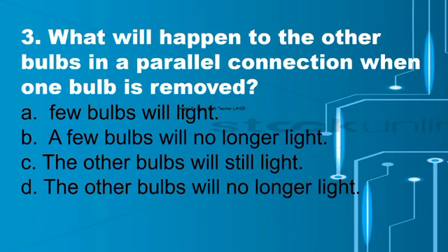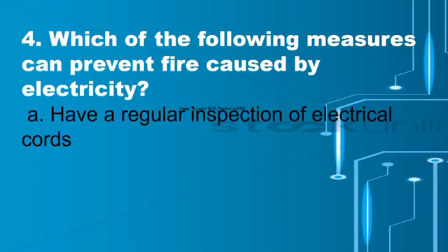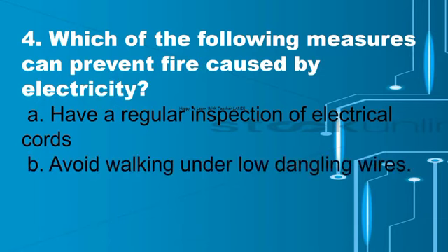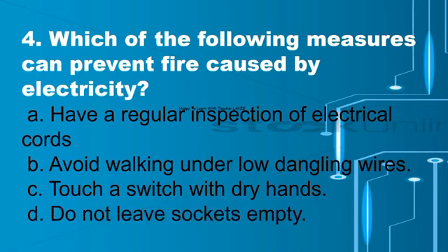Number 4. Which of the following measures can prevent fire caused by electricity? A. Have a regular inspection of electrical cords. B. Avoid walking under low dangling wires. C. Touch a switch with dry hands. D. Do not leave sockets empty.